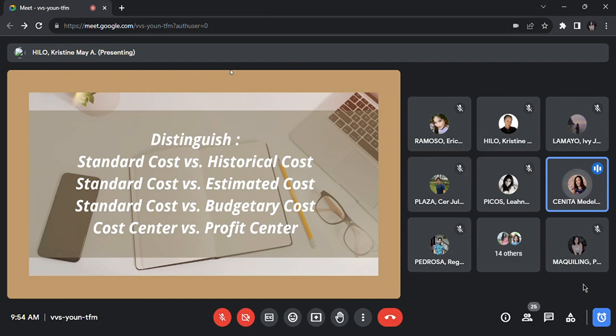Standard versus budgetary cost. The term standard cost refers to a specific cost per unit. Budgeted cost refers to cost in total given a certain level of activity.